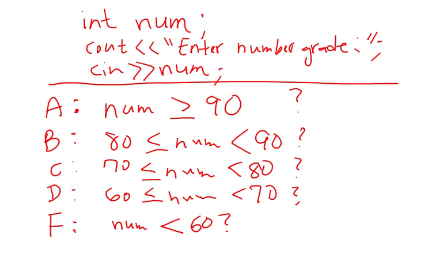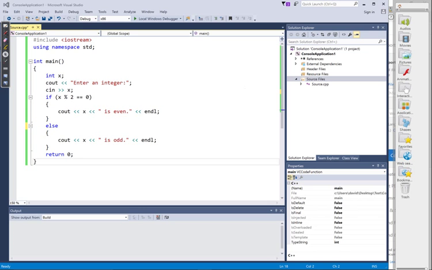Can everybody see that you could do this with a bunch of if statements? I could do an if and ask, is that number greater than or equal to 90? If it is, print out some message that says that grade is an A. Then you check, is that number between 80 and 90? If it is, print out some message that says that value is a B, and so forth. So you could definitely do that with a bunch of if statements. So let's go ahead and type that in. We have our C++ Visual Studio here.